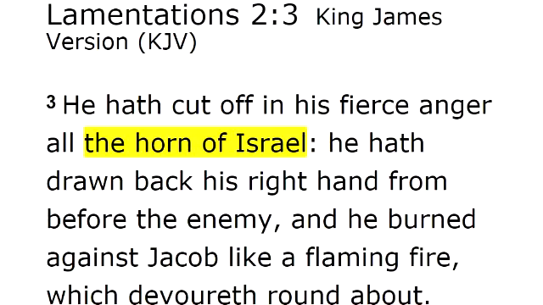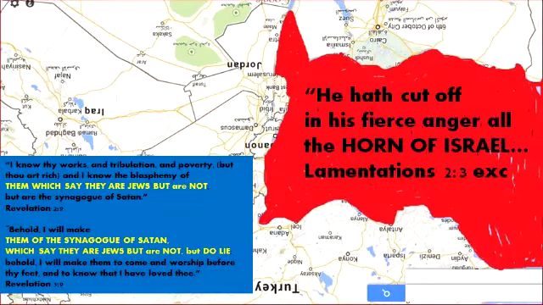Lamentations 2 is very clear that Israel is the little horn. "He hath cut off in his anger all the horn of Israel." And Revelation 2 and 3 confirm that some of those who claim to be the Jews are not the Jews. They're lying about it. The Bible tells us clearly that Israel is the horn. The little horn that comes out of the beast subdues 3 others.